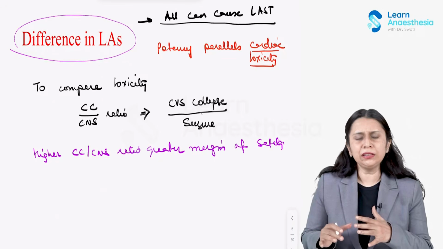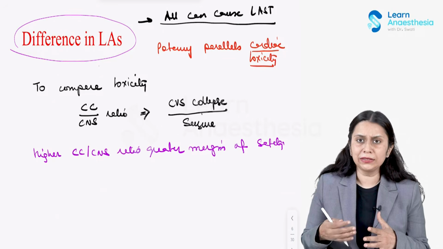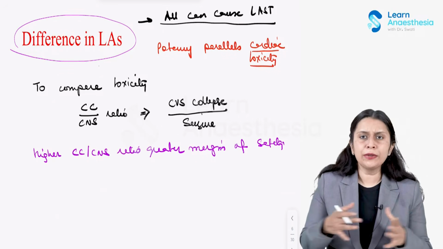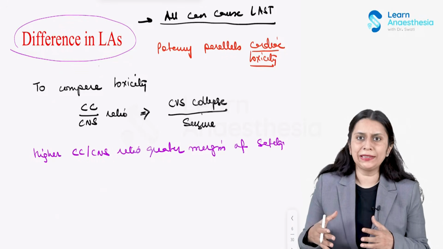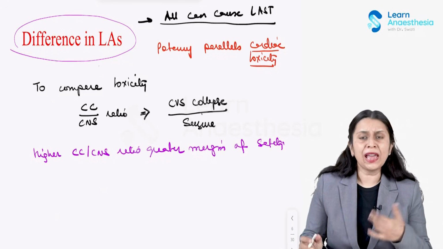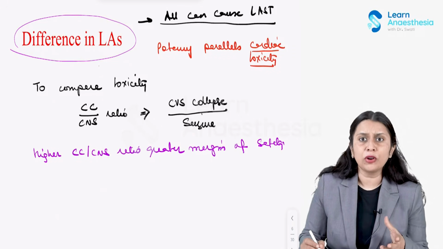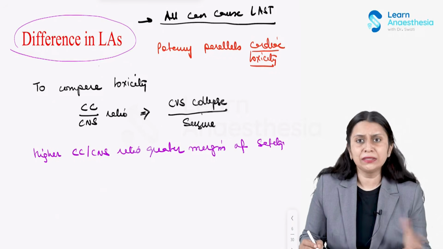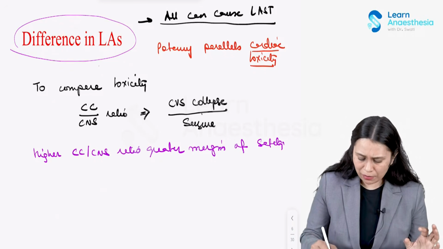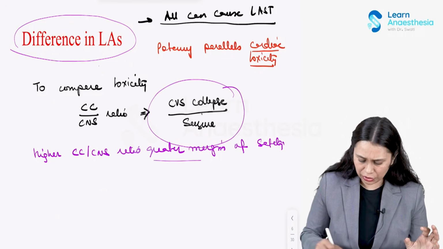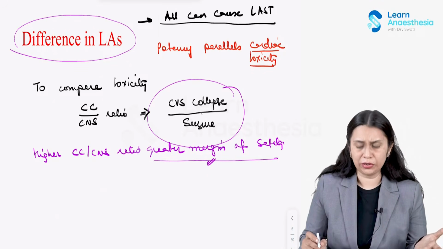Now local anesthetics, as we have discussed in the topic of regional pharmacology, are divided into two groups, ester and amide. Ester local anesthetic is metabolized by pseudocholinesterase. So in any patient on anticholinesterase, the metabolism of ester LA would get affected and the risk of toxicity with ester LA would increase. That we will discuss later on. So the difference in toxicity, how do we compare? By comparing the CC-CNS ratio. And the higher the CC-CNS ratio, the greater is the margin of safety, and vice versa. Okay.